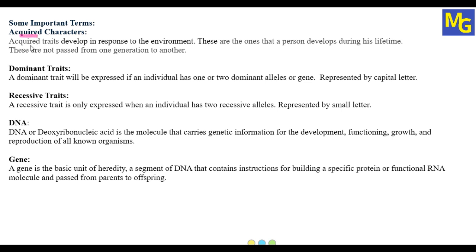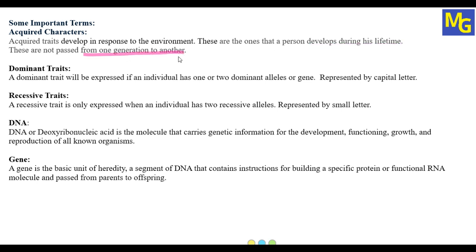The acquired traits or characters develop in response to the environment. So once the individual takes birth and starts living in the environment, due to the action of this environment, some traits are acquired by the individual, gained by the individual by itself. Those are called acquired characters. These are the ones that a person develops during its lifetime. These are not passed from one generation to another.